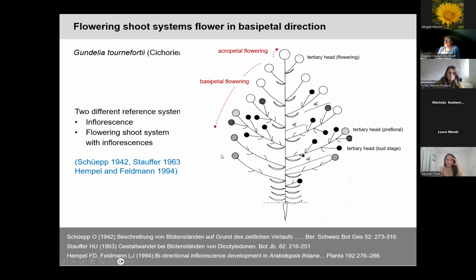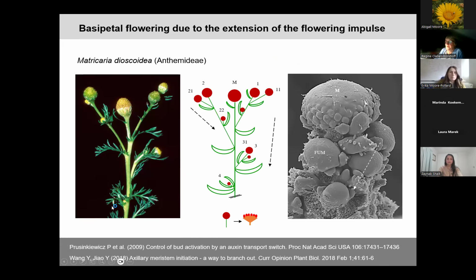Schwirb and Stauffer were the first who considered the flowering sequence as a tool for identifying inflorescences, and Hempel and Feldman later confirmed their view by physiological experiments with Arabidopsis thaliana. So irrespective of whether we have a flower, a capitulum, or a tertiary capitulum, this pattern is very often or generally found in flowering shoot systems: the terminal unit flowers and develops first, and then the lateral branches develop and flower in a basipetal direction.